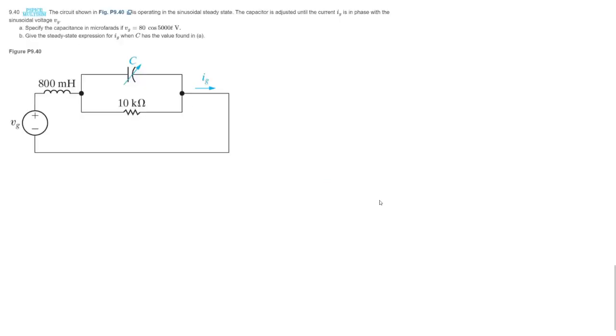In this problem, we've got a variable capacitor right here that's adjusted until the current IG, which is the current through the whole circuit, is in phase with the source voltage VG at this given frequency. So basically what we've got to do is find the impedance of this whole circuit, and find a value for C that makes the imaginary component of the impedance 0. So to do that, we're going to first find the equivalent impedance.